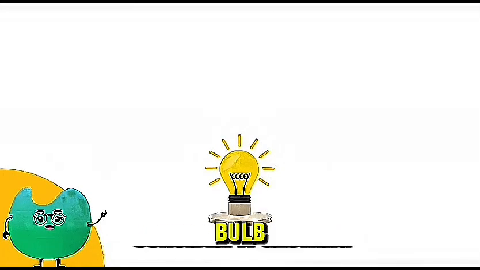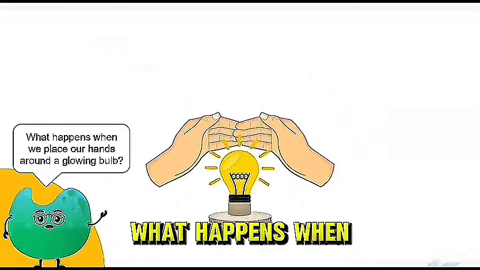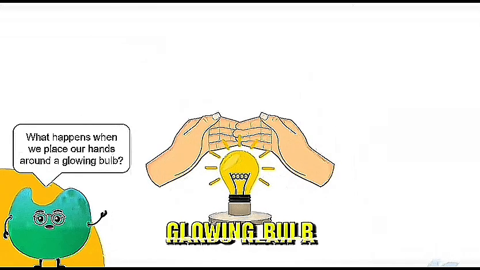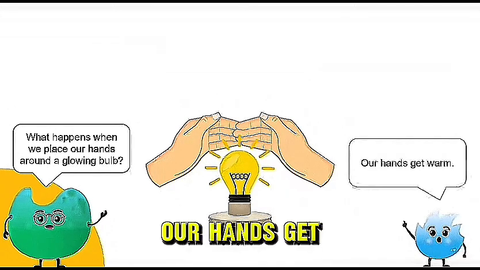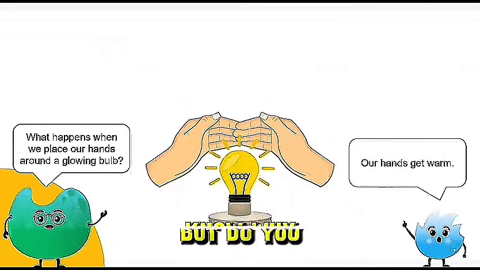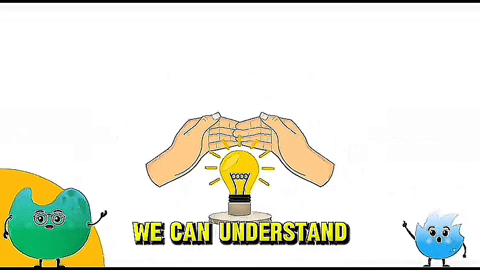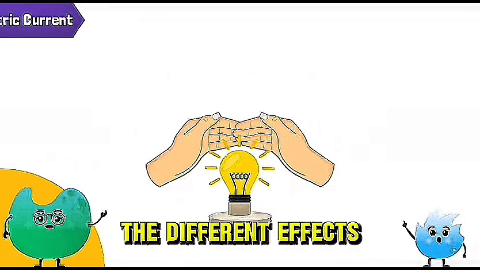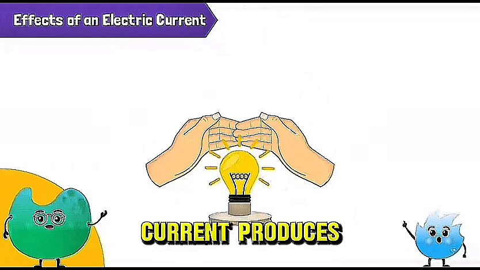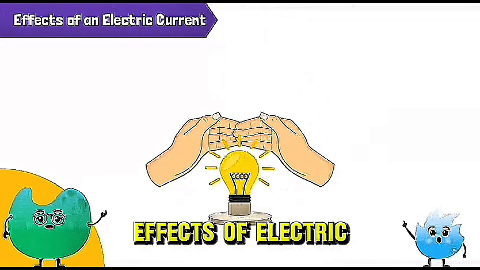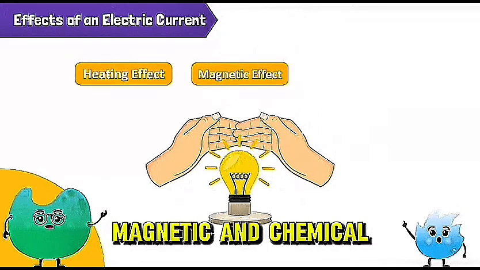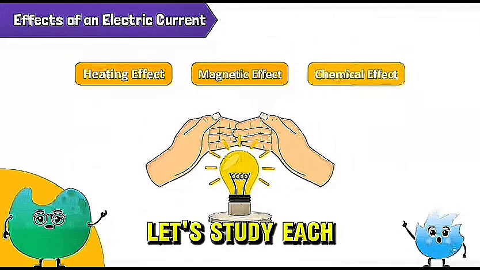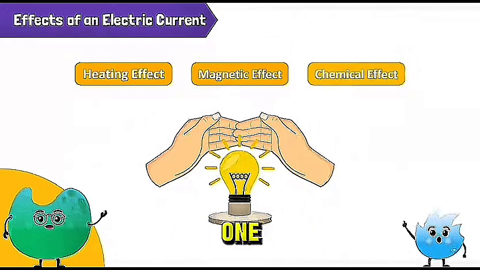Consider a glowing bulb. What happens when we place our hands near a glowing bulb? Our hands get warm. But do you know why? We can understand this by studying the different effects that the electric current produces. The three common effects of electric currents are production of heating, magnetic, and chemical effect. Let's study each effect one by one.